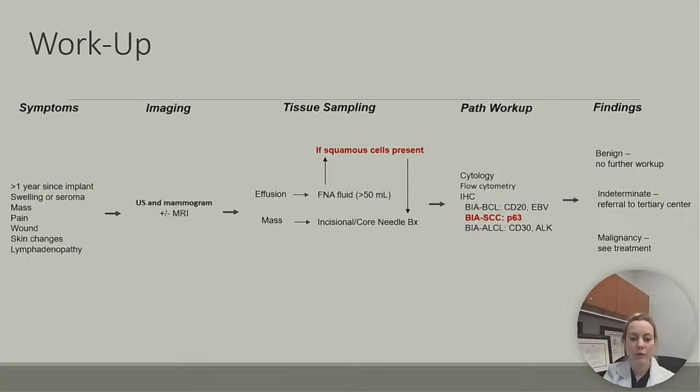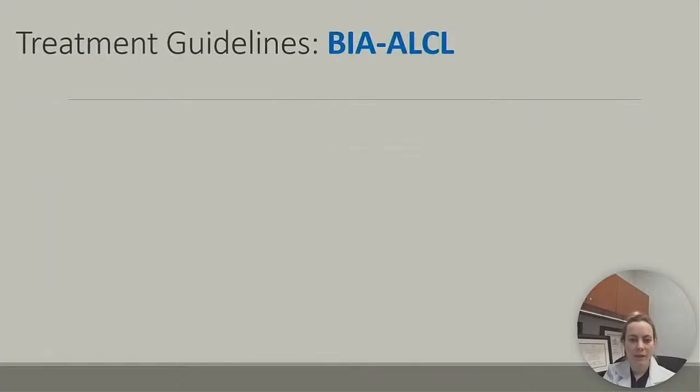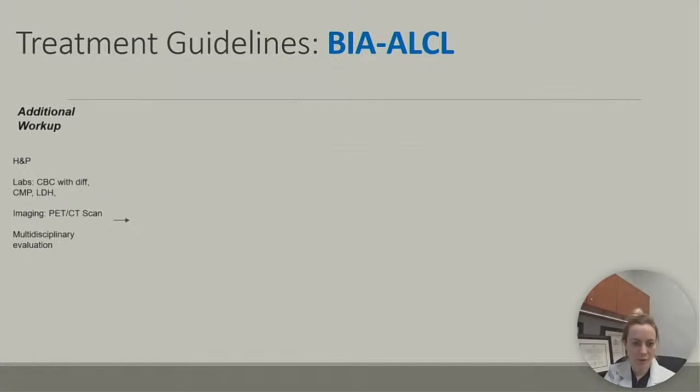So if you see squamous cells present on fluid aspiration, you need to either biopsy a mass if present, or you need to get tissue samples from the capsule in order to determine if invasive disease is present or not. Once you have a diagnosis from your pathology, I'd now like to talk about various treatment options.